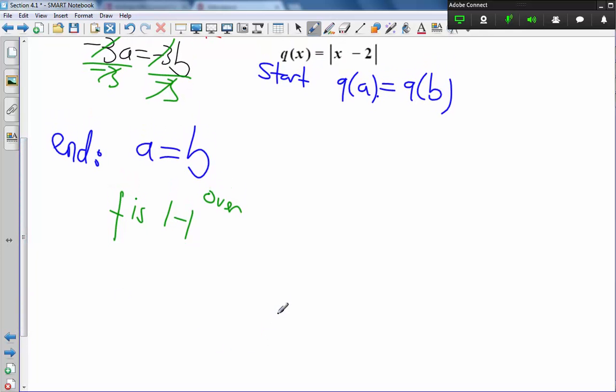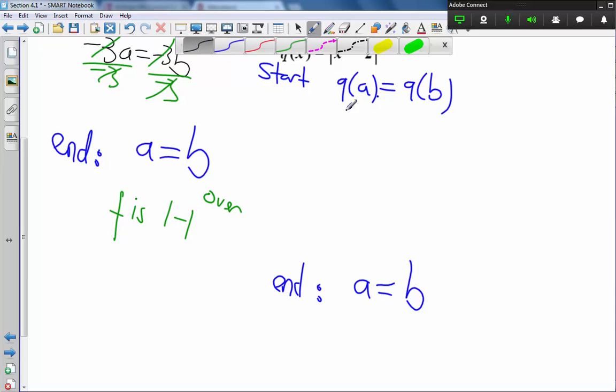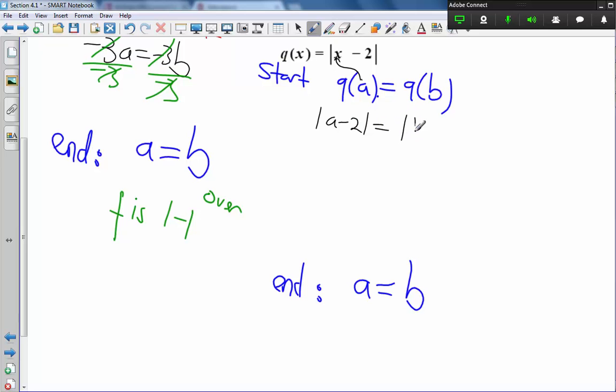Alright, I want to end up with only A on the left, B on the right. We're going to fill in the middle part. How do I get Q of A? I just enter A everywhere again, right? So it is A minus 2. And this is B minus 2.